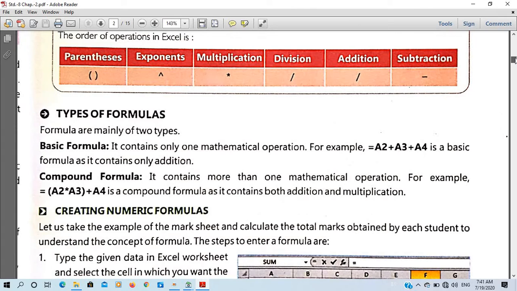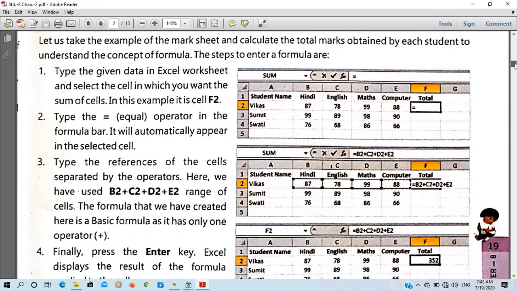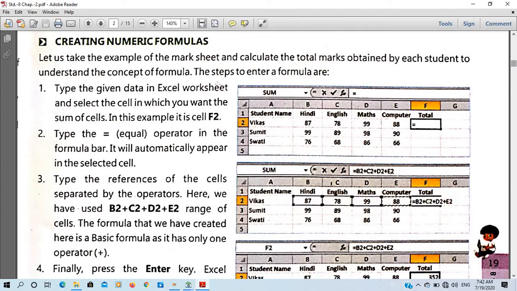So now the types of formula, we had seen the basic formula and the compound formula. What is the difference? In basic formula only one operator is used. For example, you can see here plus operator is used, but in compound formula we can use more than one operator. That is here you can see asterisk, that is multiply, and plus, two operators are there. So like this we had seen up to this, and we had also seen how to create the numeric formula.